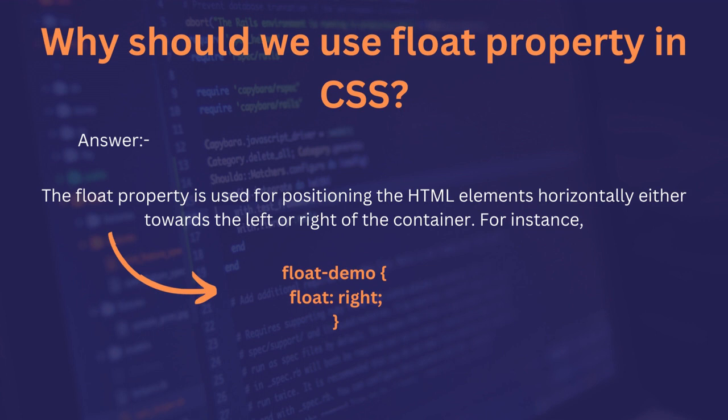The next one is why should we use the float property in CSS? The float property is used for positioning an HTML element horizontally, either towards the left or right of the container. For instance, float demo, float right, or float left.